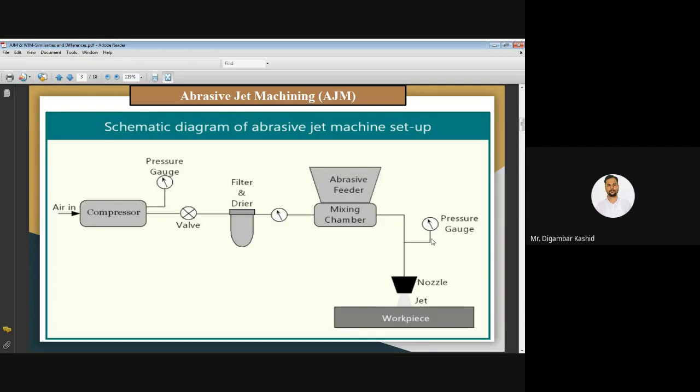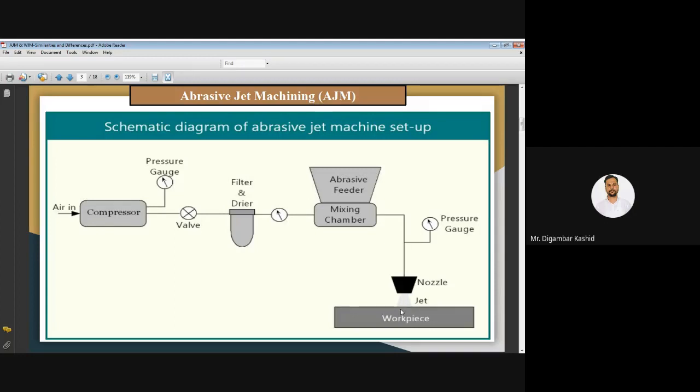Again you can measure your pressure here also. Whatever mixture is there, you can call it the abrasive air mixture. Here air is just the carrier gas. So here you will get the abrasive, and through this nozzle you can strike or impinge the abrasive particles. You will get a jet here, and with the high velocity abrasive jet, you can erode the material from your workpiece.